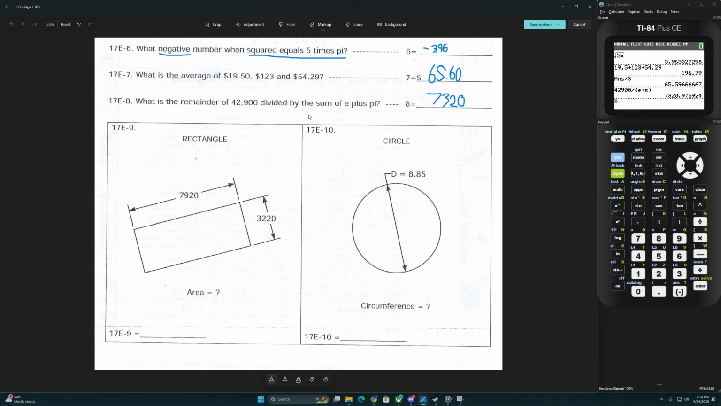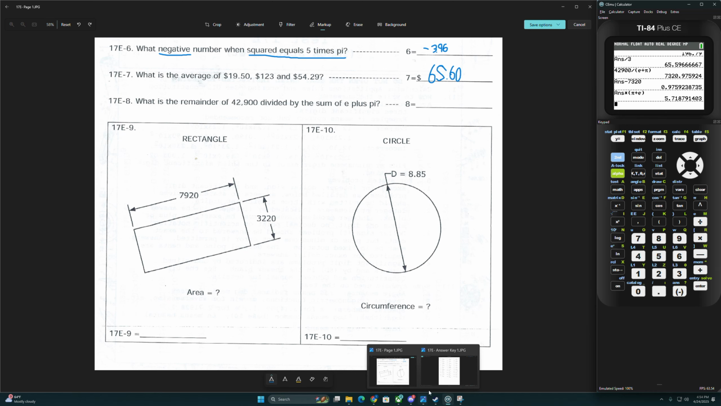Oh, what is the remainder? Oh, shoot. I didn't see that. So this is a remainder problem. This isn't just simply a division problem. Good thing I looked. So what is the remainder? Then you have to subtract 7,320 and then multiply it by e plus pi, or pi plus e, whatever. There we go. That'll get you the right answer.